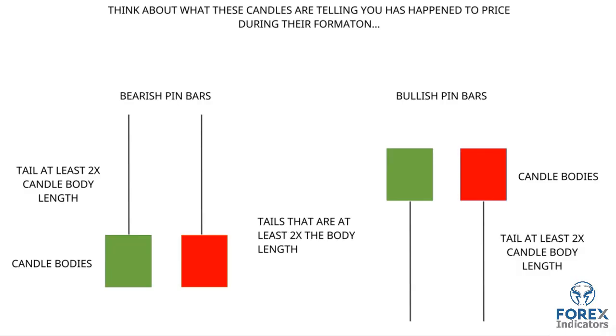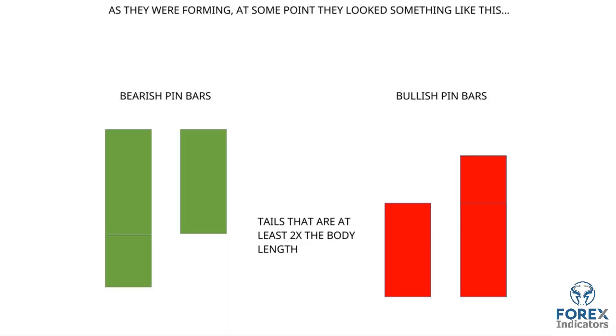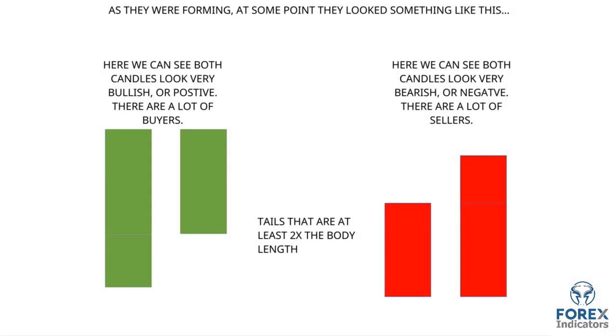Think about what these candles are telling you has happened to price during their formation. As they were forming, at some point they looked something like this. On the left, both candles look very bullish or positive. There are a lot of buyers. On the right, both candles look very bearish or negative. There are a lot of sellers.